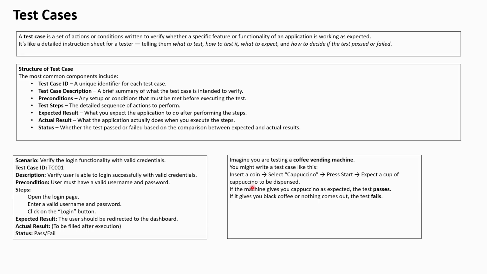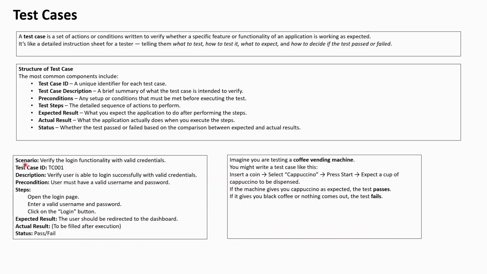The second example here is testing a coffee vending machine. You can write a test case like this: insert a coin, select the cappuccino from the machine and press start. Expect a cup of cappuccino to be dispensed. If the machine gives you a cappuccino as expected, then the test case passes, and if it gives you a black coffee or some other product, then the test case fails. So using these techniques, you can write a very detailed test case.